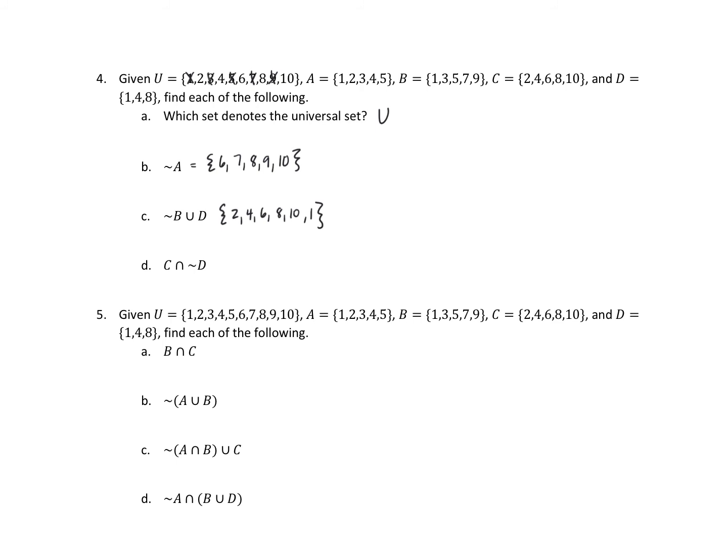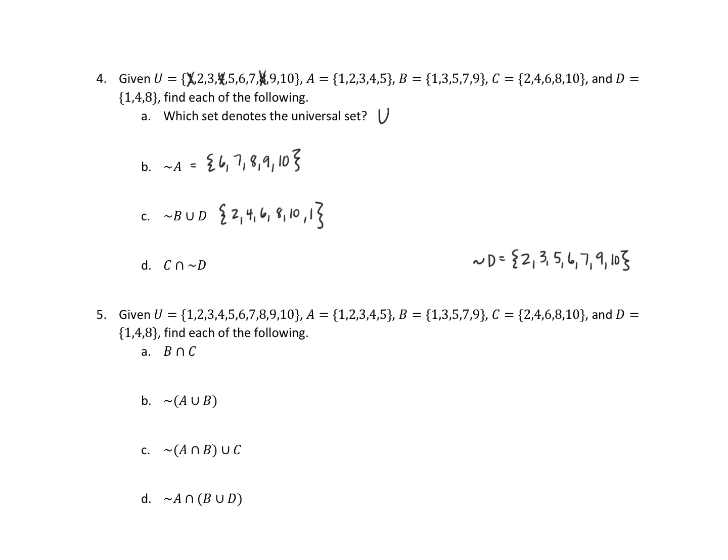All right, part D is the intersection of C and not D, or C and the complement of D. Since we don't know the complement of D, let's start there. D includes 1, 4, and 8. So I'm going to cross those out of the universal set, and everything that's left will be included in the complement of D. I'm going to write it down over here on the right. That would include 2, 3, 5, 6, 7, 9, 10.